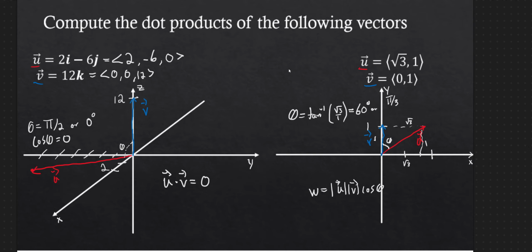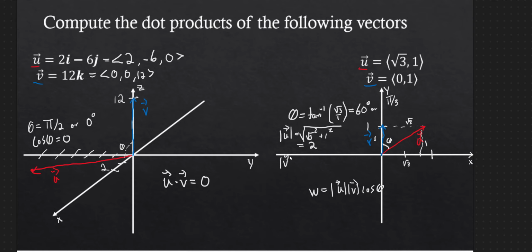Hence, now I can do this. Well, what's my magnitude of u? What's my magnitude of v? Good to refresh our memory of how to compute magnitudes. This is square root of square root of 3 squared plus 1 squared. That's 3 plus 1, that's 4. Square root of 4 is 2. Magnitude of u is 2.